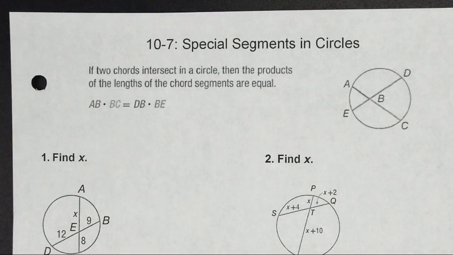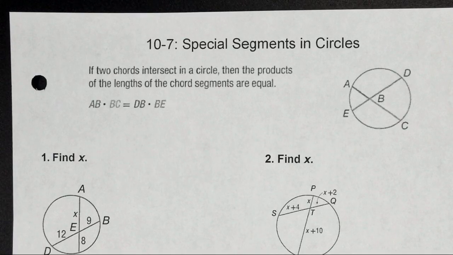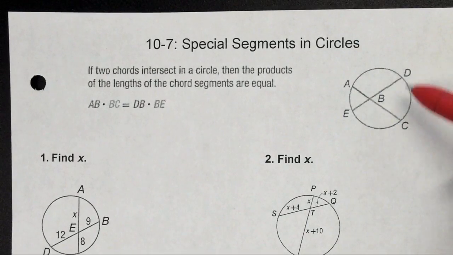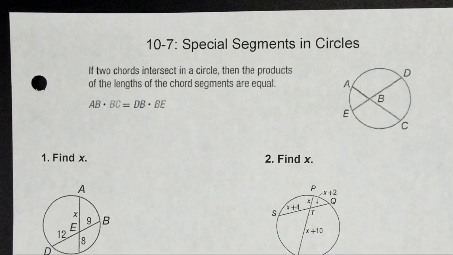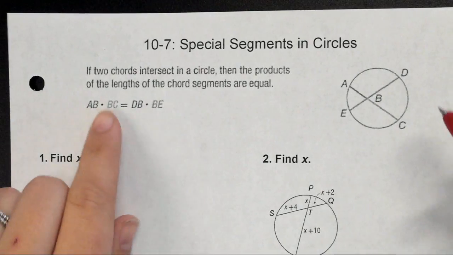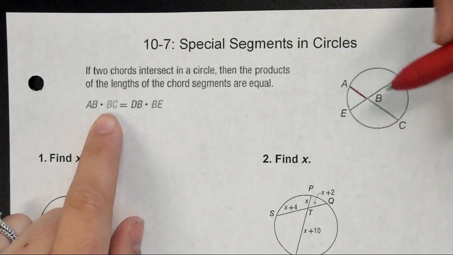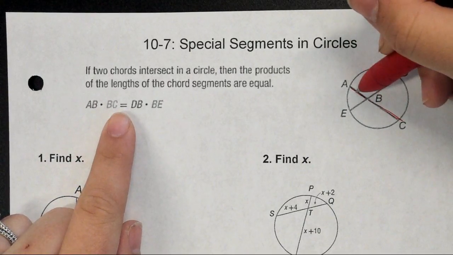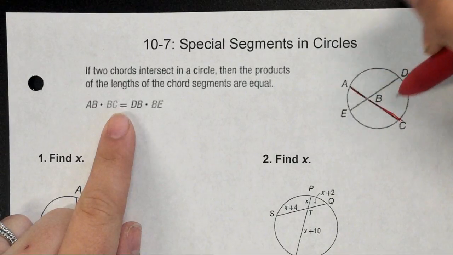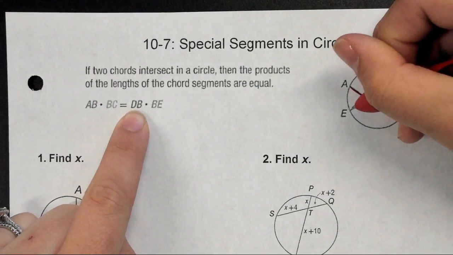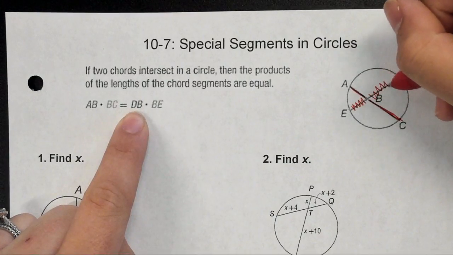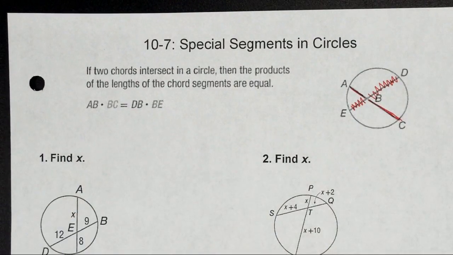Okay, so if you look at the top, what kind of lines are those? They're secants, but they're also chords, right? Because a chord goes from one end to the other. So if you want to find a missing piece of this segment, here's what happens. You have to take AB and you multiply it by BC. So whatever this is times this is going to equal this times this. So as long as you remember what to do, it's not really that difficult, okay?